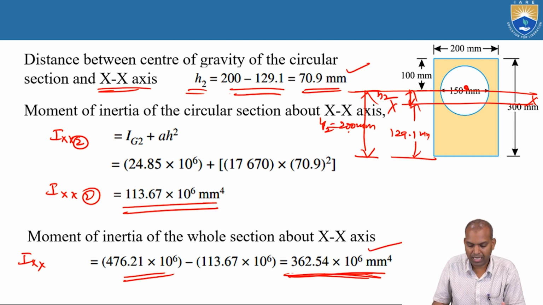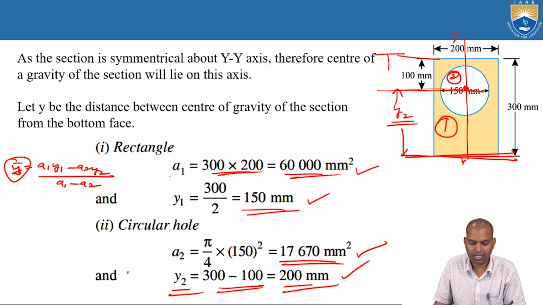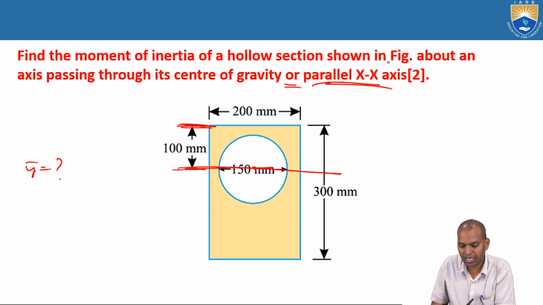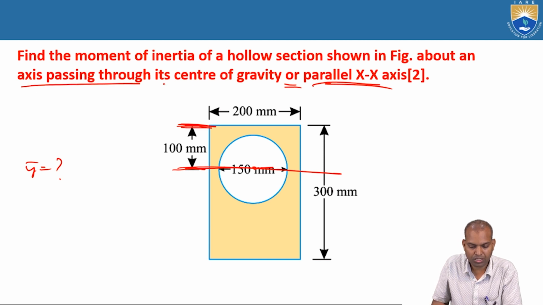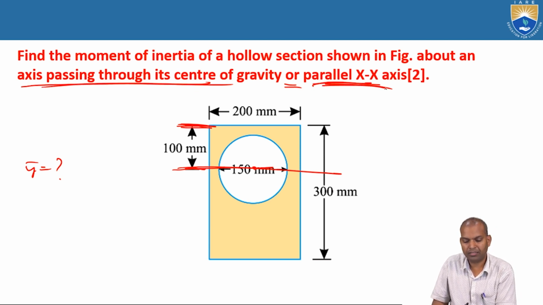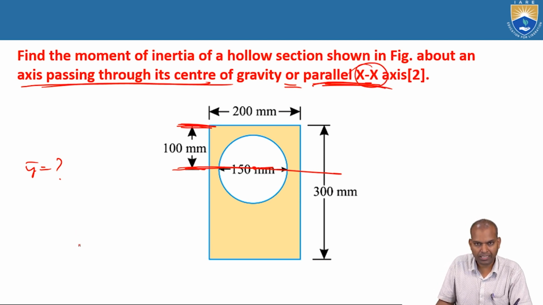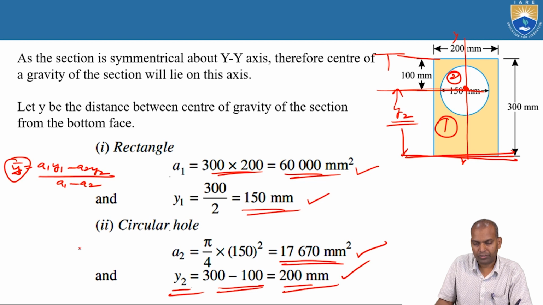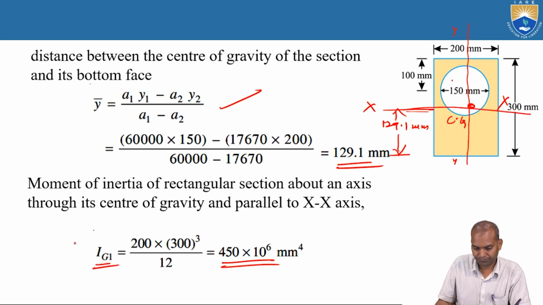This is the moment of inertia of the whole section about the x axis. That is what they asked about, an axis passing through its center of gravity and parallel to the x axis. That is what we calculated now, the moment of inertia of this whole section.